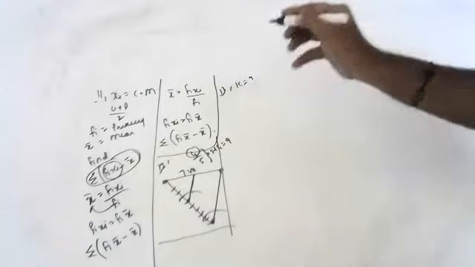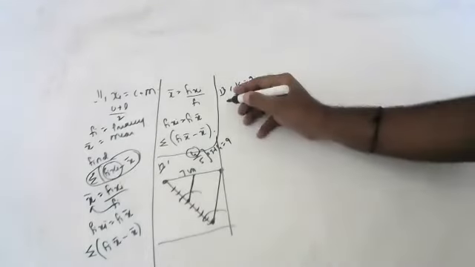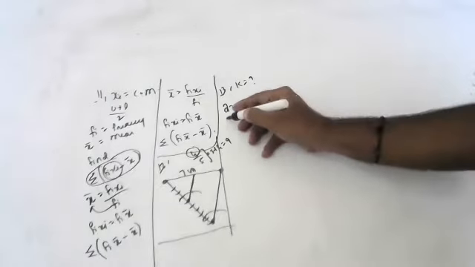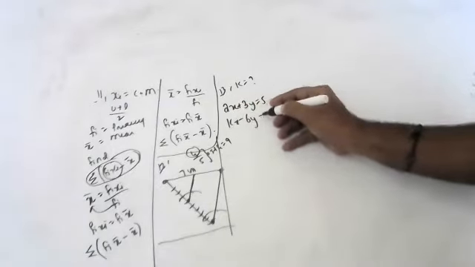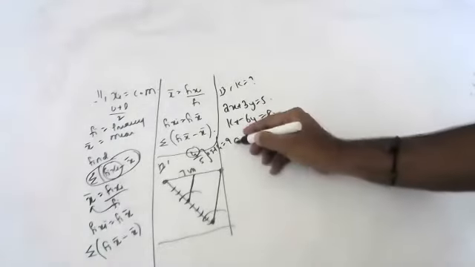13th question. Find k if the given system has a unique solution: 2x plus 3y is equal to 5, kx minus 6y is equal to 8. It has a unique solution, find k. What is the condition for unique, children?